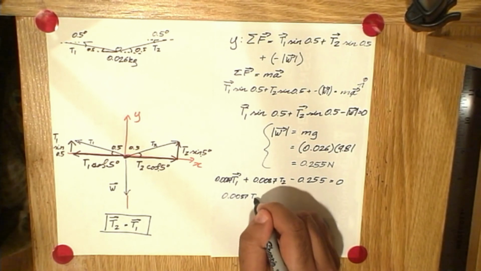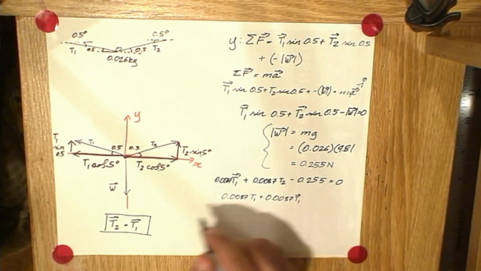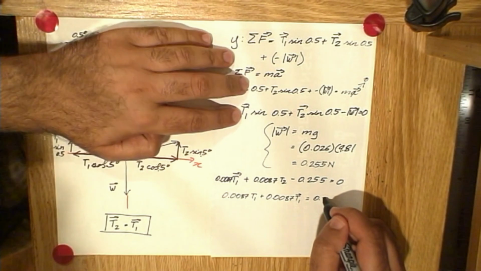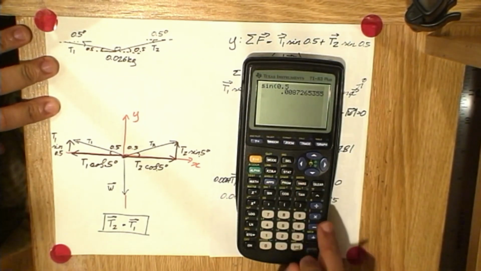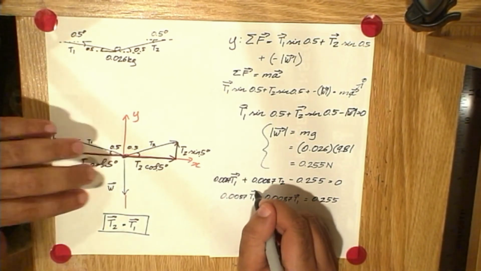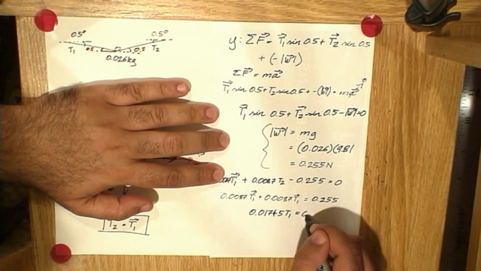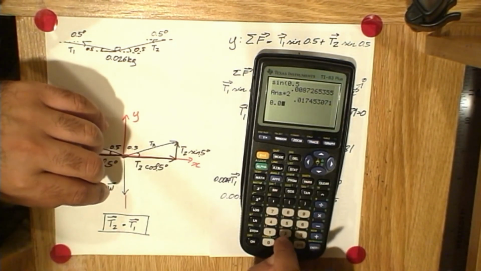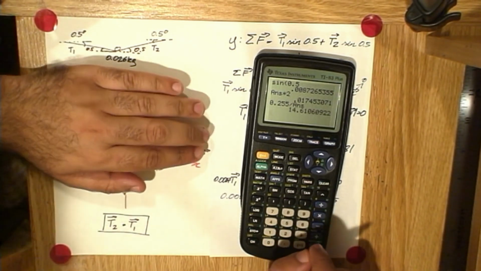0.0087 T1 plus 0.0087 T1, since T2 and T1 are the same thing. And I'll move the 0.255 to the other side. So 0.0087 times T1, that gives, if I double that, I get 0.0174. Now let's do 0.255 divided by this value, 14.61.